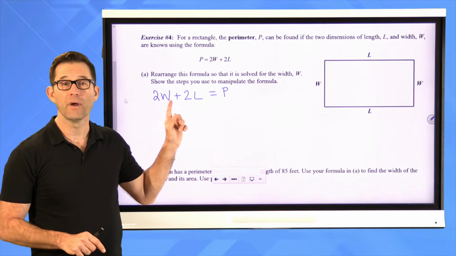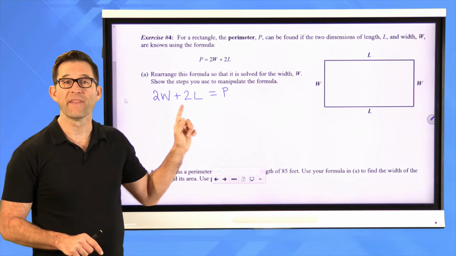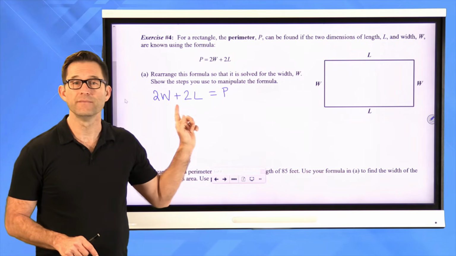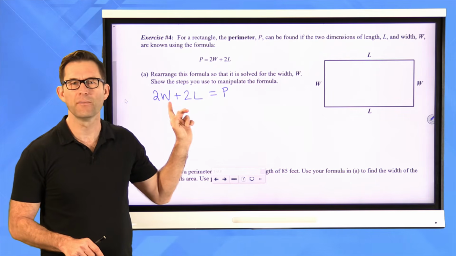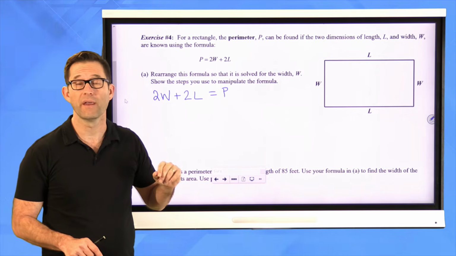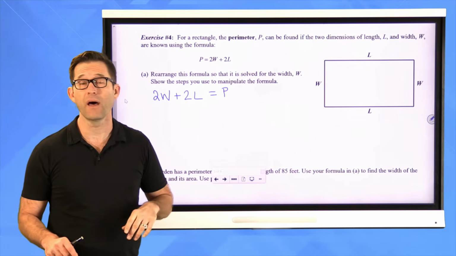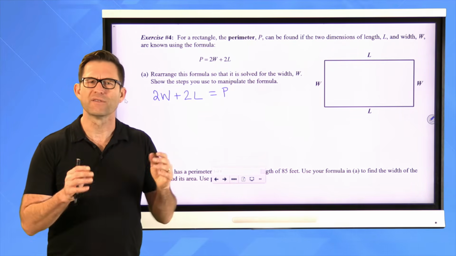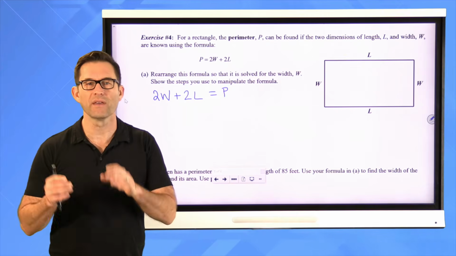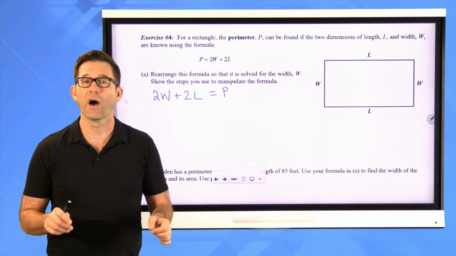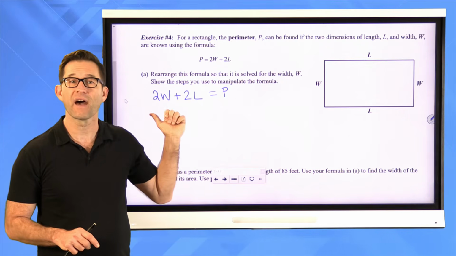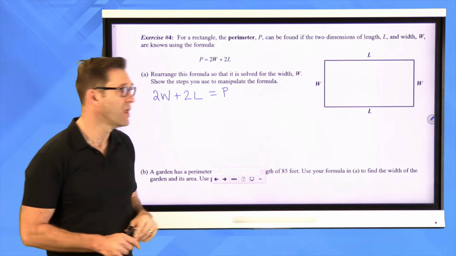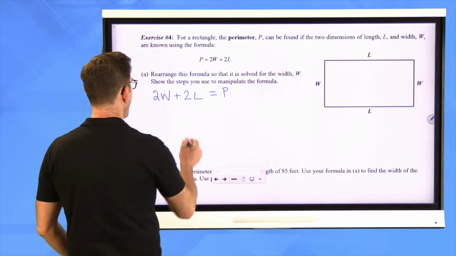I've taken W and I've multiplied it by 2, and then I've added this thing to it. Notice how I said that? It's 2 times W plus this thing. That thing is 2 times L, but that doesn't really matter. It's 2 times W plus something equals something. So to undo that, I have to subtract this thing from both sides, and then I have to divide by 2.